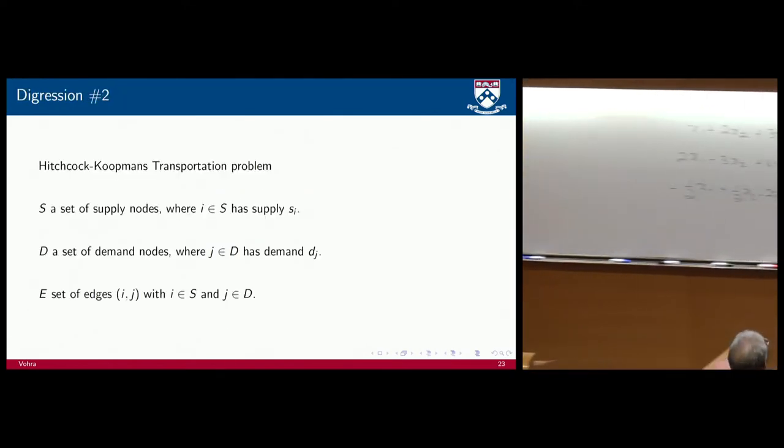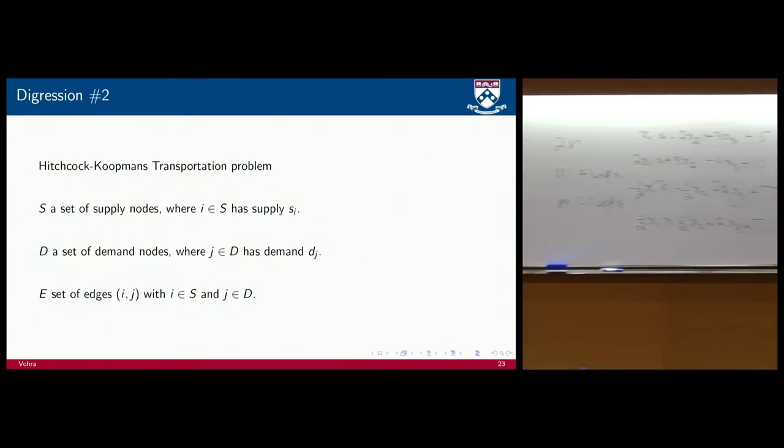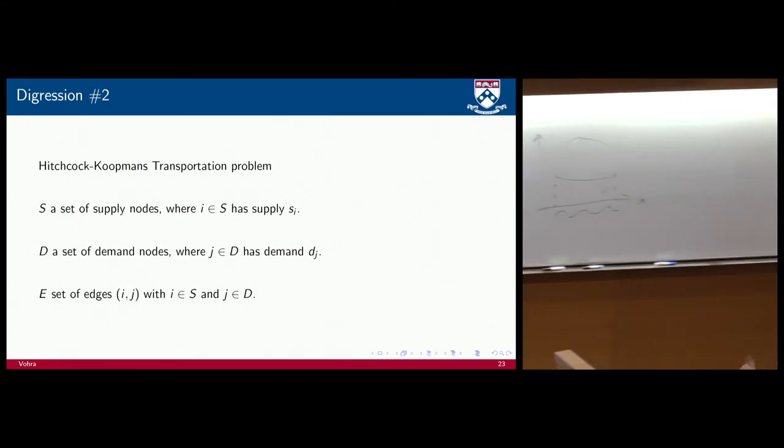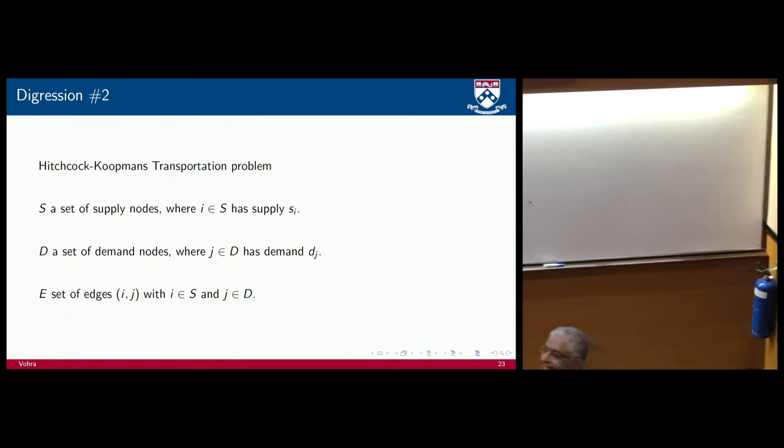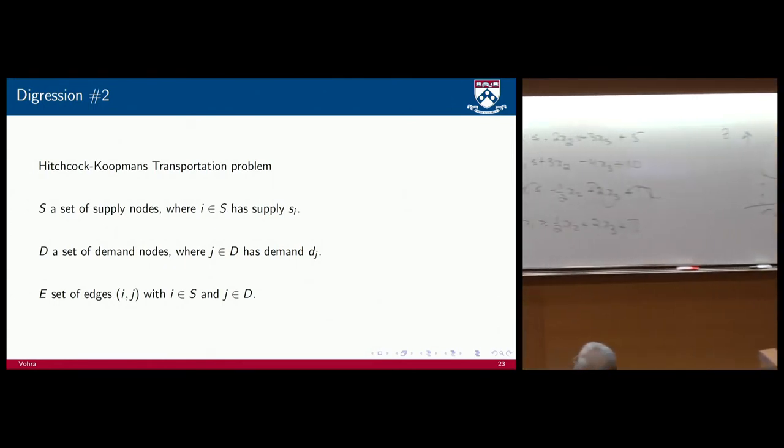Okay, digression number two. The Hitchcock-Koopmans transportation problem. There is a set of supply nodes where each supply node has a supply S_i, each demand node has a demand D_j, and you have a set of edges directed from supply nodes to demand nodes. So not every supply node is necessarily connected to every demand node.